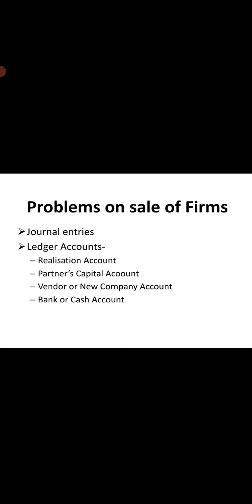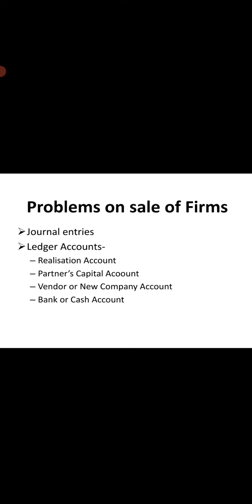The investments have been realized at 10%, 5% less. So the value of investment given in the problem is 20,500. If you calculate 95% of the investment, the amount will be 19,475. So for that, the journal entry will be cash or bank account debit 19,475 to realization account, for the sale or realization of investments.